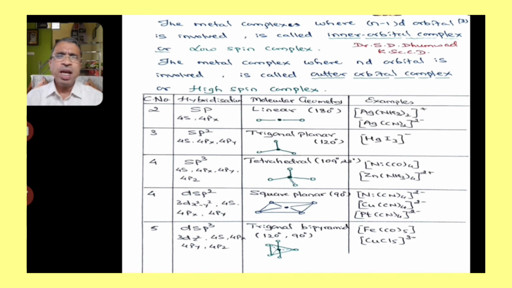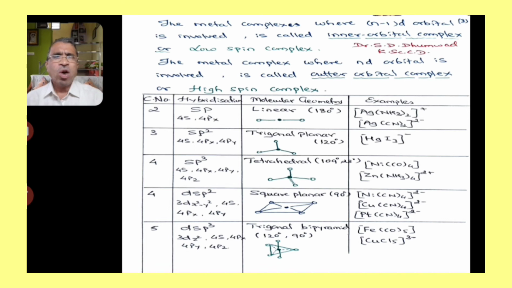Coming to coordination compounds with coordination number 4, they have either sp3 hybridization or dsp2 hybridization. In sp3 hybridization, 4s, 4px, 4py and 4pz orbitals are involved, giving tetrahedral geometry with a bond angle of 109 degrees 28 minutes. Examples are nickel tetracarbonyl and also the tetraamminezinc(II) ion.